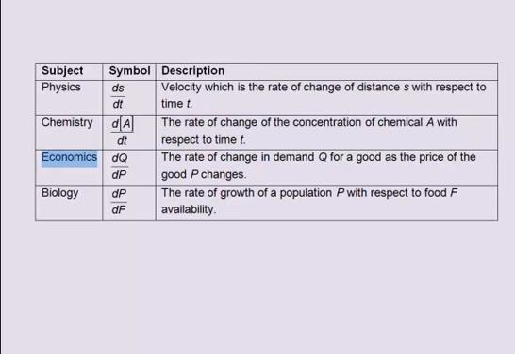Subject: economics. Symbol: dq by dp. Description: the rate of change in demand Q for a good as the price of the good P changes. Subject: biology. Symbol: dp by df. Description: the rate of growth of a population P with respect to food availability F.